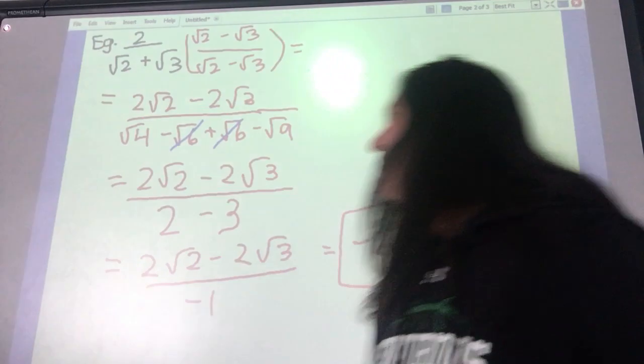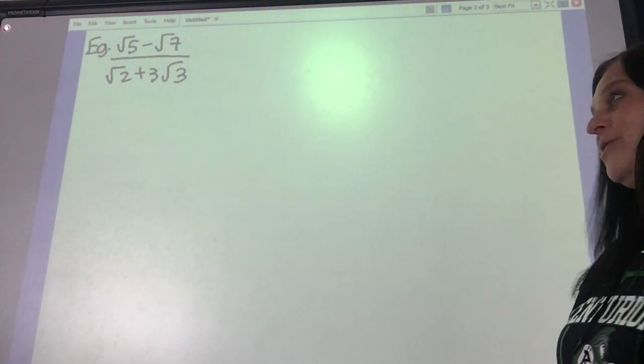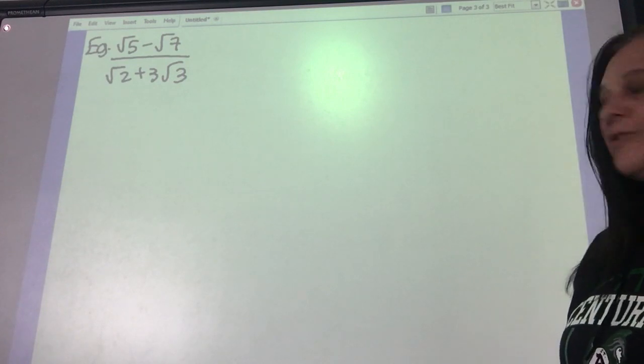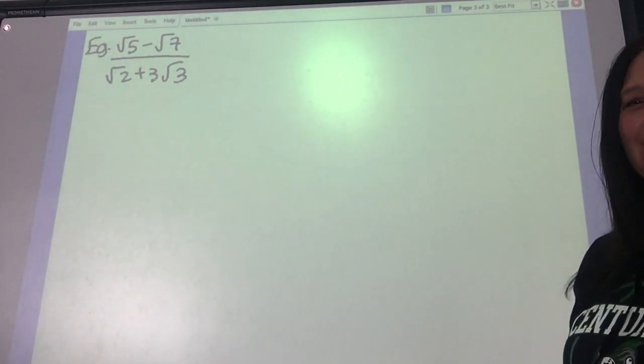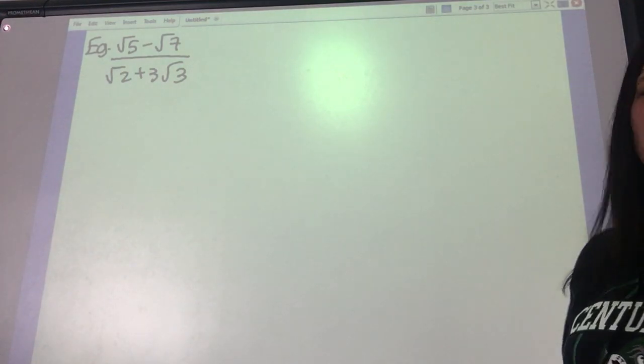Okay, let's try one more example. And again, the good news, this is about the hardest and longest they can get. So if you can do this, pretty much shows that you understand what's been happening in the radical unit. Root 5 minus root 7 over root 2 plus 3 root 3.